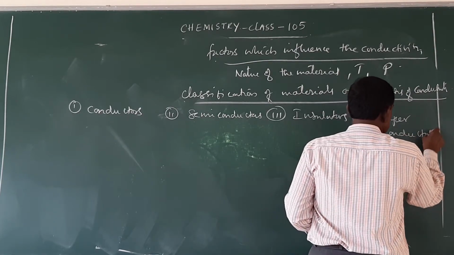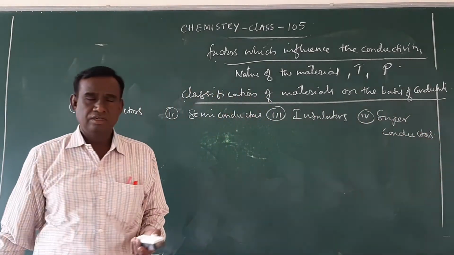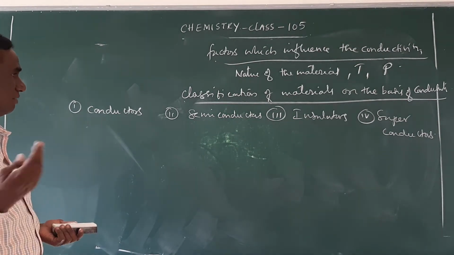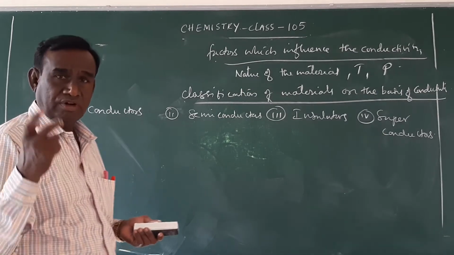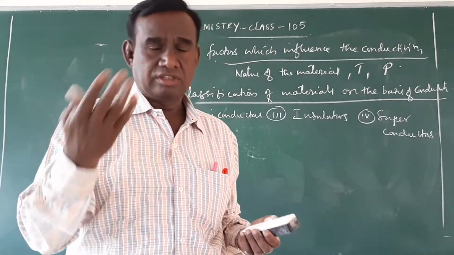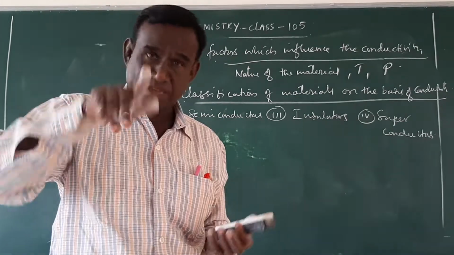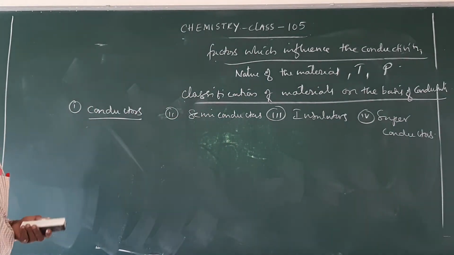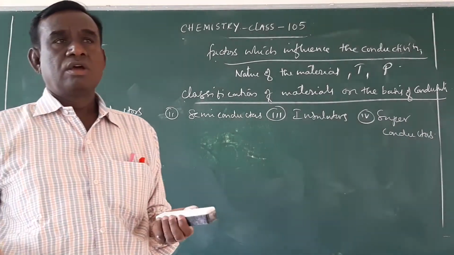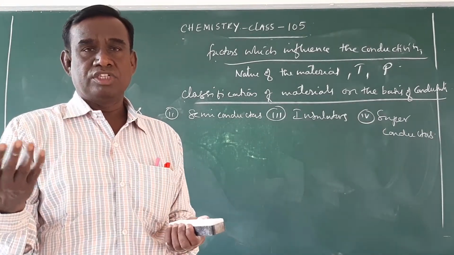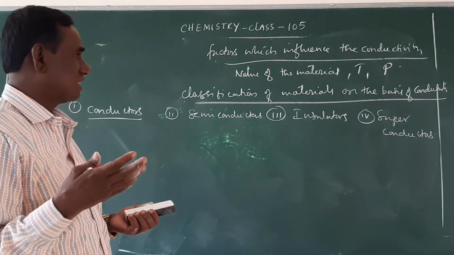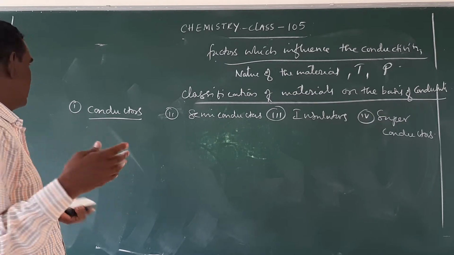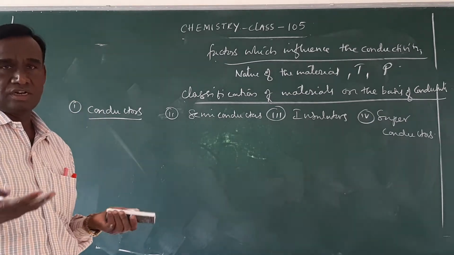So what are the differences between all these materials? Materials are classified into different types depending upon the extent of conductivity present in them. So, what are conductors? Conductors are the substances which exhibit good conductivity. They are called conductors.